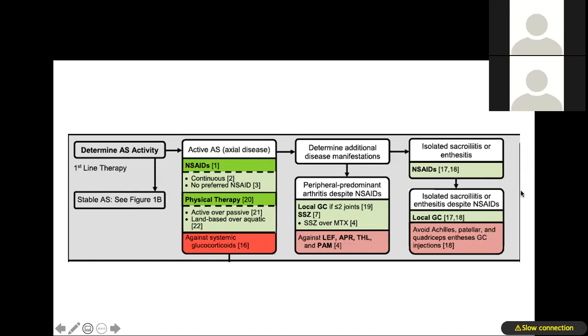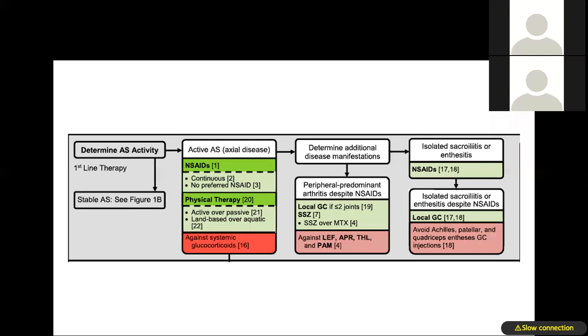I have a question from Sharka, but I will answer that. Give me a moment. So in isolated sacroiliitis or enthesitis, you can use only non-steroidal anti-inflammatory drugs. You can use local steroids.